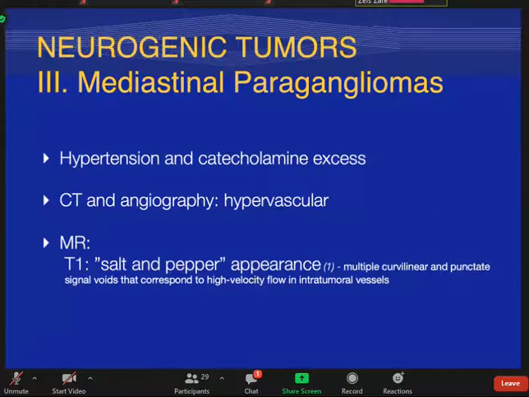Next, we'll proceed to mediastinal paragangliomas. Most patients will have hypertension and biochemical evidence of catecholamine excess, and CT and angiography will demonstrate a hypervascular mass. In MR, paragangliomas show a characteristic salt and pepper appearance on T1 weighted images due to the presence of multiple curvilinear and punctate signal voids that correspond to high velocity flow in intralesional vessels.